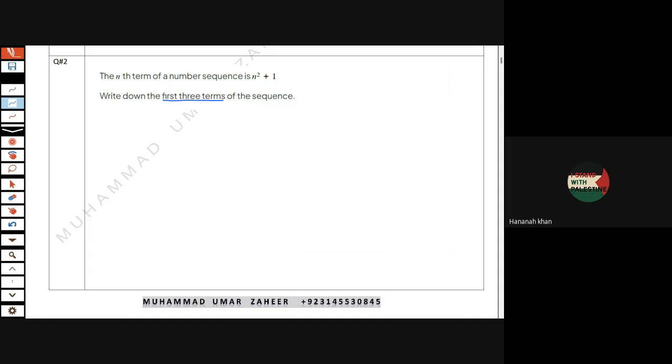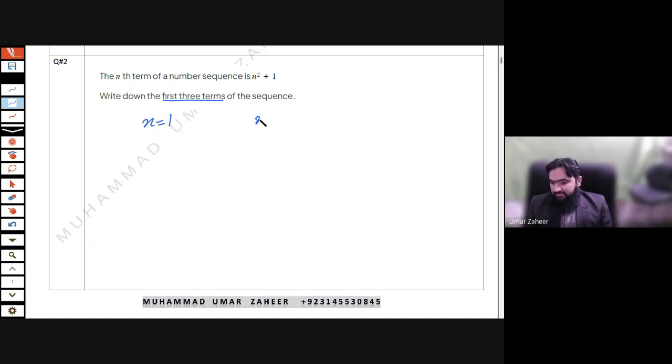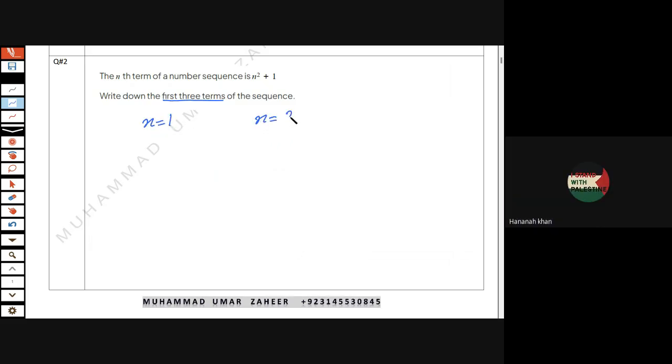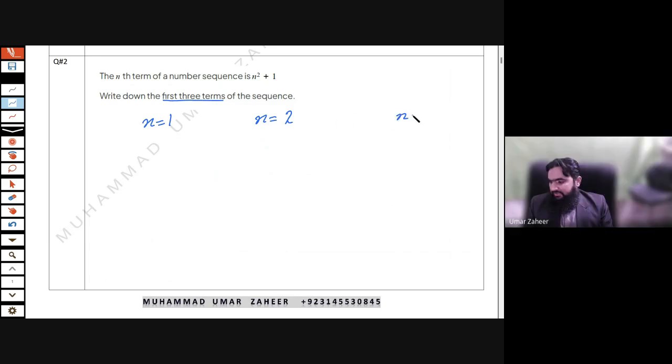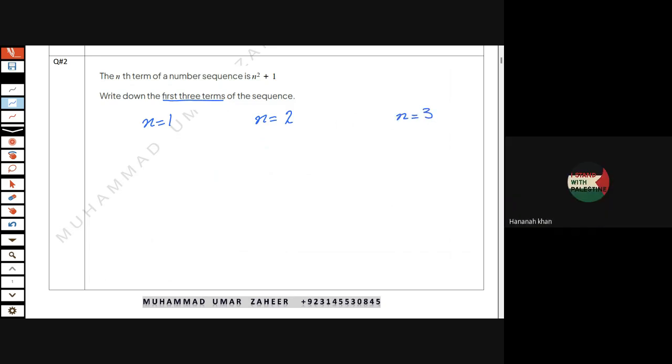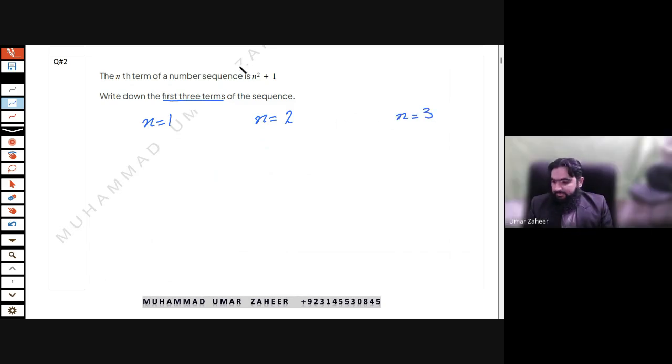In the case of nth term, we would write 1 because we need to find the first term. First term is n is equal to 1, and then we would substitute in the formula. Second term, n is equal to 2. And the third term, n is equal to 3. So we have to substitute it. Basically, this Tn is going to be given. So T1 will be equal to 1 square plus 1.